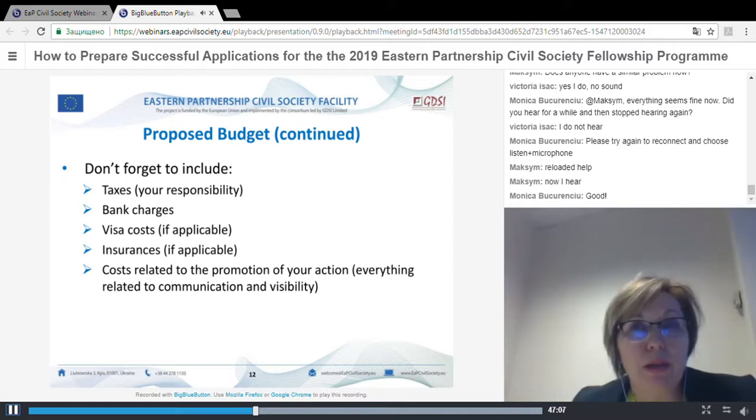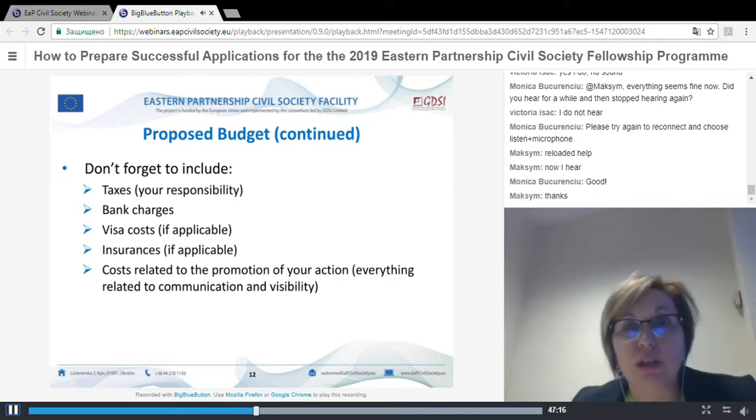Visa costs might be applicable if you foresee travel abroad during your action implementation. So check the prices and include them into the budget. The same is with insurance. If you need to travel, for example, you have an arranged internship somewhere in Europe and you go there, you need to get a visa. In order to get a visa, you need to get insurance. So make sure you check the prices for this and include them into the budget. Also, the costs related to the promotion of your action. This is what Elena was talking about before. So don't forget about these costs.